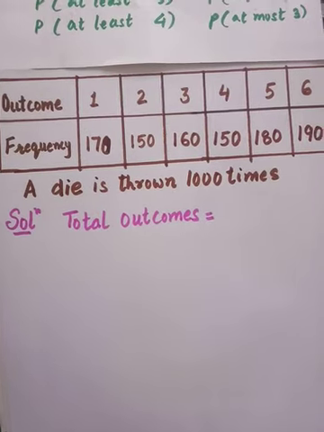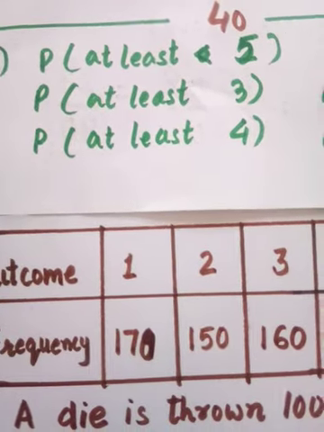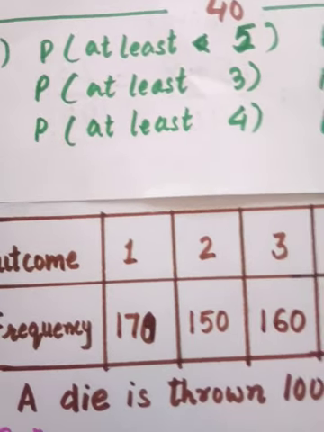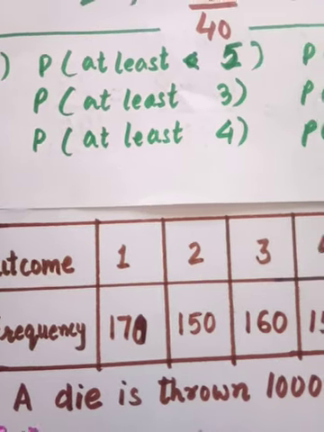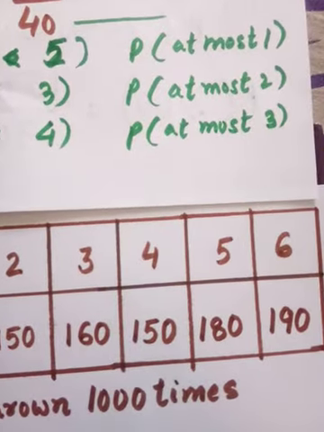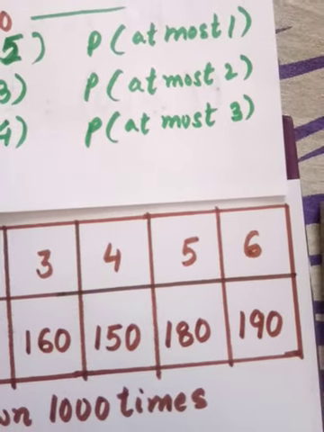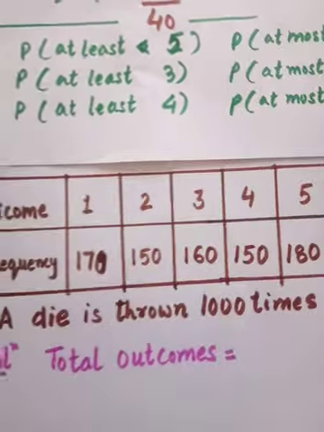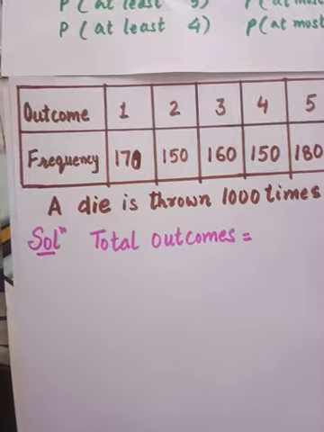Now our target is to find these cases. Number 1, probability of at least 5. Number 2, probability of at least 3. Probability of at least 4, that is your third part. Then probability of at most 1. Probability of at most 2. Probability of at most 3. How to find the probability for at least and at most cases? This is our important part here.